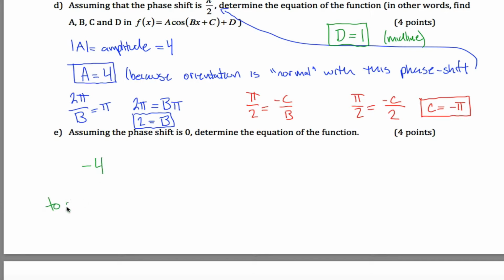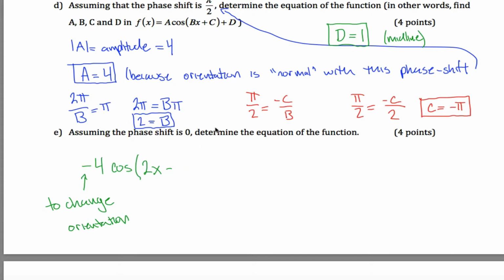That's to change orientation. That's what this negative right here is doing. And then I want negative 4 times the cosine of b is still the same because the period is the same. So 2x plus c. C is still the same. No, it's not. C is not the same.